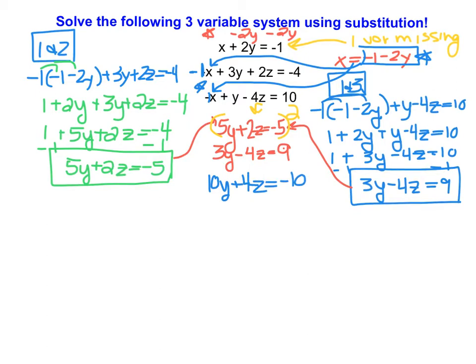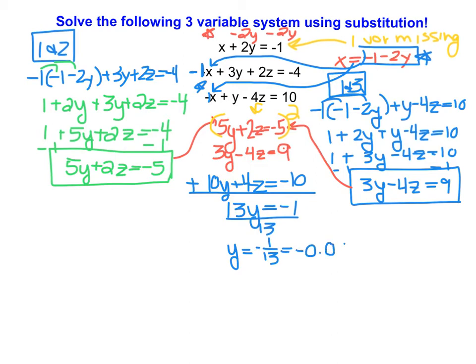And then from here, we add these two together. So I end up with 13y is equal to a negative 1. And then from here, I divide by 13, and I find that y is equal to a negative 1/13, which if we use our calculator, is equal to approximately a negative 0.08. So there we have finally found our y value. So now that we've found at least one variable value, we're going to work backwards and find our z value and our x value, just like we did in elimination.